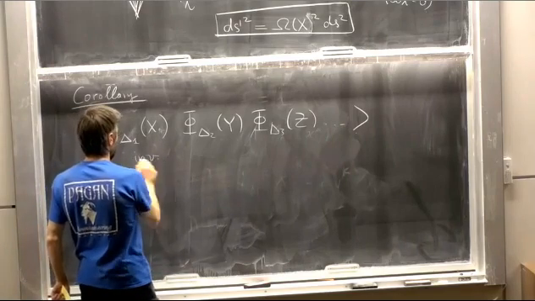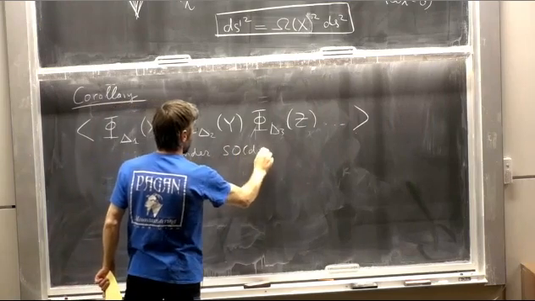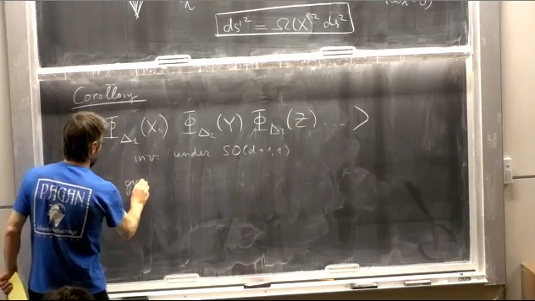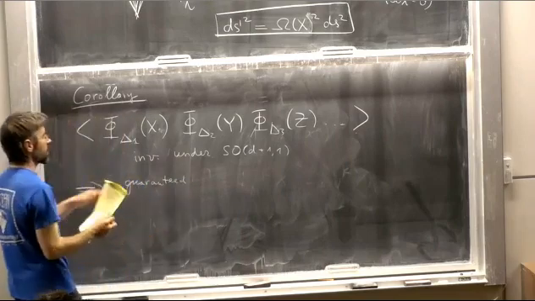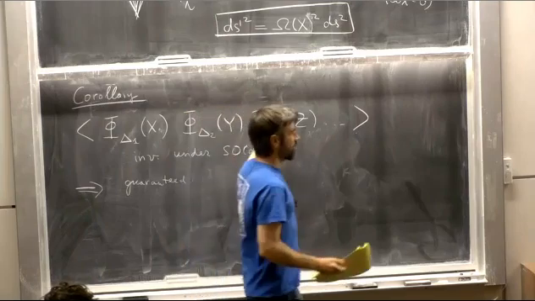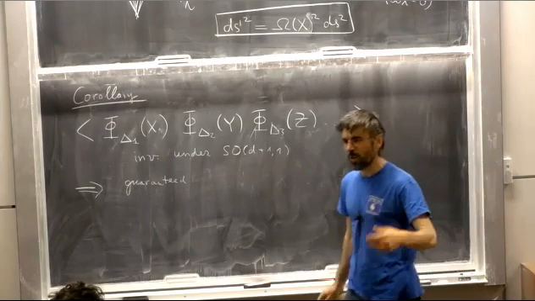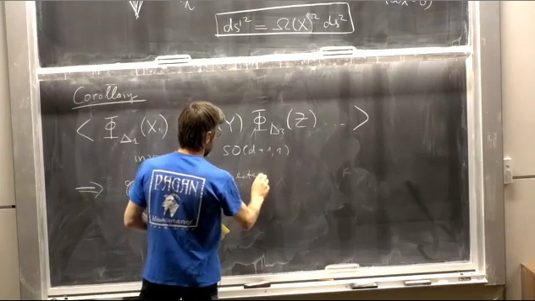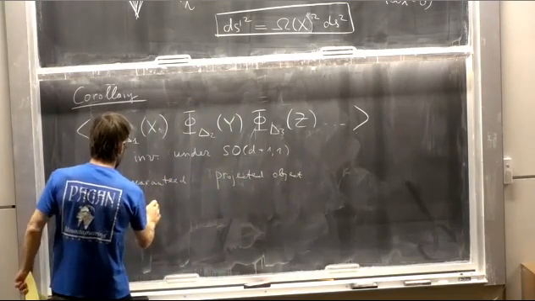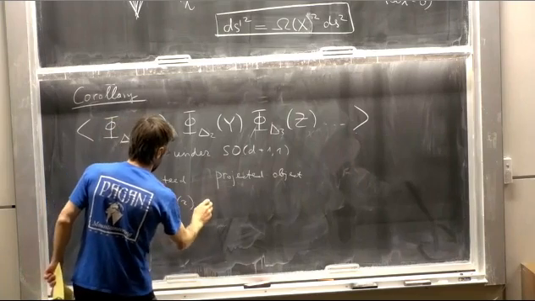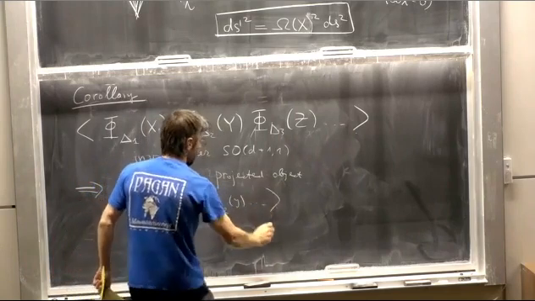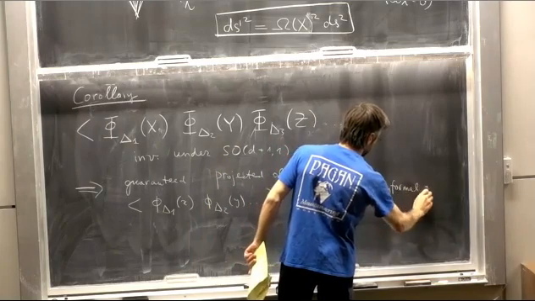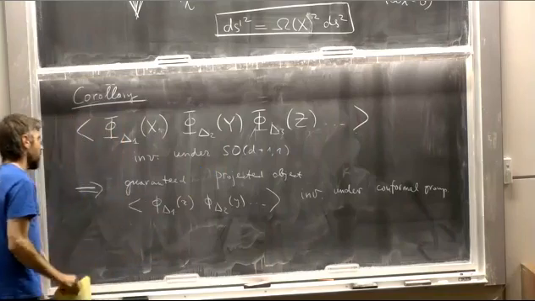So if it's invariant under SO(d+1,1), and I'm able to do this, then I'm guaranteed that if I take this object, which depends on big X, big Y, big Z, and project all of them to the section, to the Euclidean section, the projected object, let me call it small phi delta 1 of x, small phi delta 2 of y, is going to be invariant under the conformal group. Okay, this is as much as I have shown.